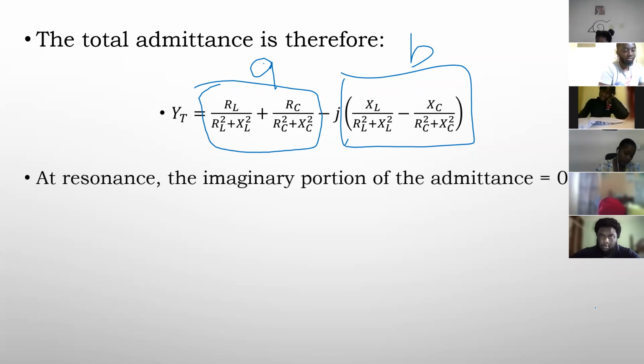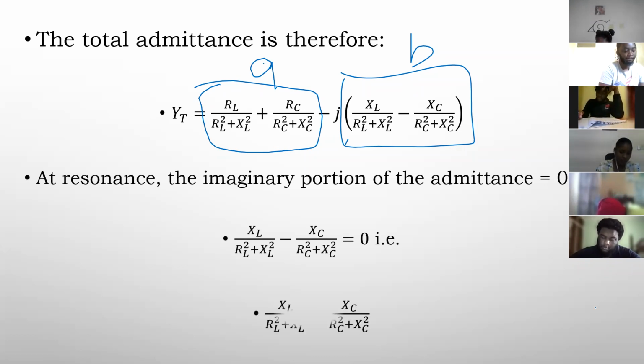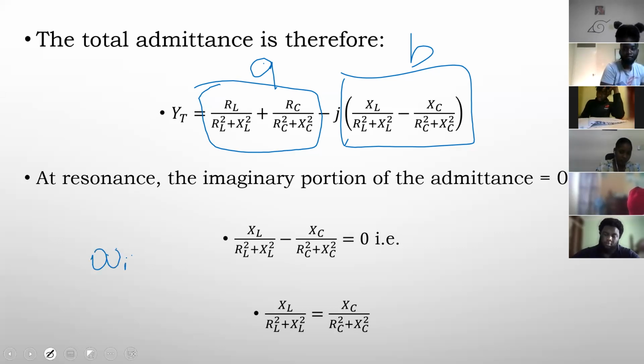So again, at resonance, the imaginary portion is 0. So it means that we equate those two. And the task from here on, once we substitute for omega, for XL and XC with omega, we simplify and make omega the subject. All right? Omega R. And then from that, we can find FR.